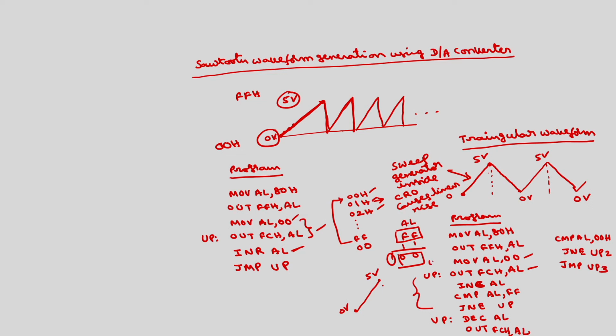This up 3 will again load AL with 00. Anyhow 00 will be there, so this up will be enough. Because once it comes out of the loop, AL will always have 00, because we are comparing with 00. When AL is equal to 00, only then will it come out of the loop. So, AL is already 00, no need to jump here. So, we can jump to this up. This up 3 is not required, only up is enough.